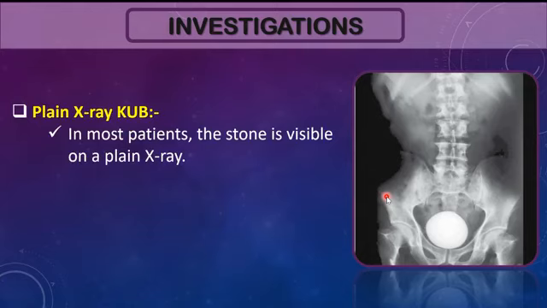Look at the picture. It is a plain X-ray of the KUB region showing a rounded radiopaque shadow in the pelvic region. If you look very carefully, there are some laminations. Some stones show lamination very clearly on the X-ray. If the lamination is clearly seen, then say there is a laminated appearance. That indicates it is most likely a vesical calculus.